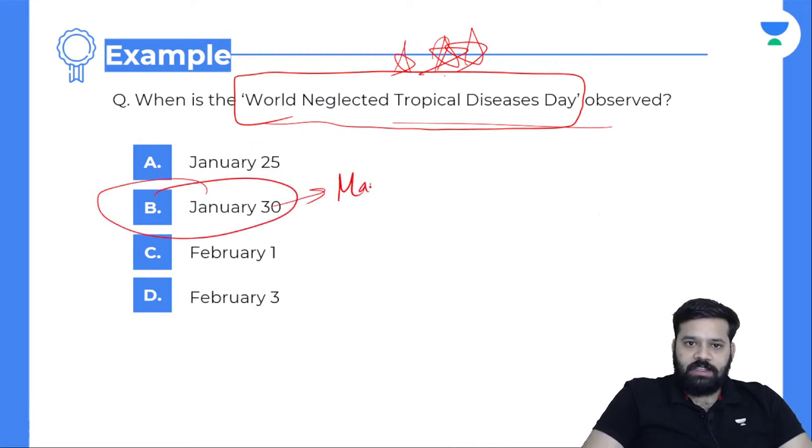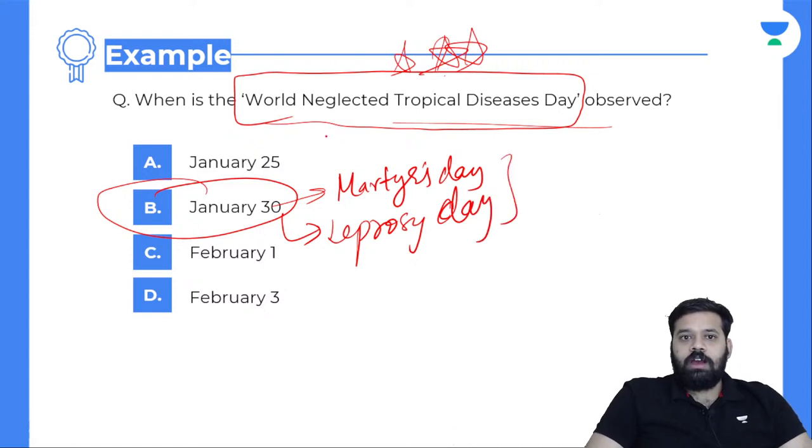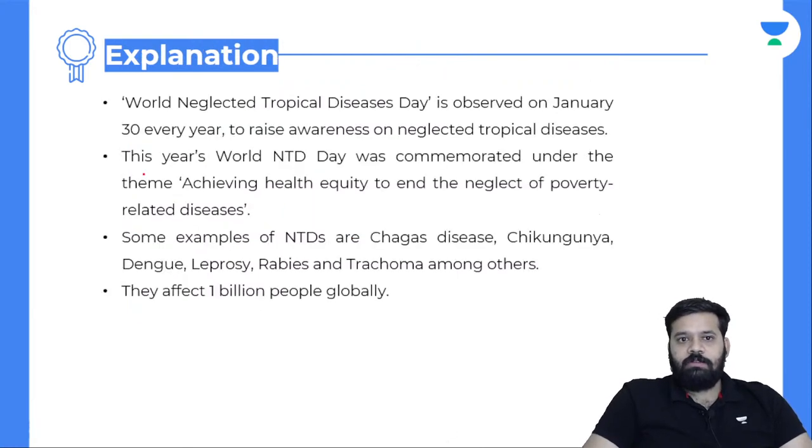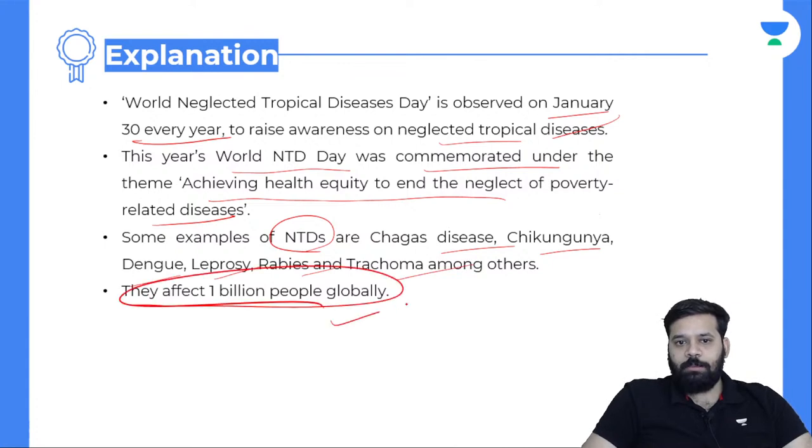Also, Jan 30 is Martyrs Day. Apart from that, Jan 30 is also Leprosy Day. Along with this, Jan 30 is also World Neglected Tropical Diseases Day. Yes, Jan 30 is the right answer. World Neglected Tropical Diseases Day is observed on Jan 30th every year to raise awareness on neglected tropical diseases. This year's day was commemorated under the theme Achieving Health Equity to End the Neglect of Poverty Related Diseases. Some of the neglected tropical diseases are Chagas disease, chikungunya, dengue, leprosy, rabies, trachoma among others. They affect 1 billion people globally.